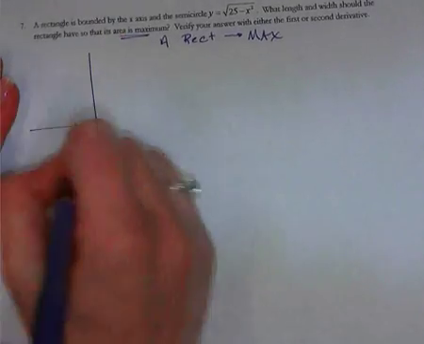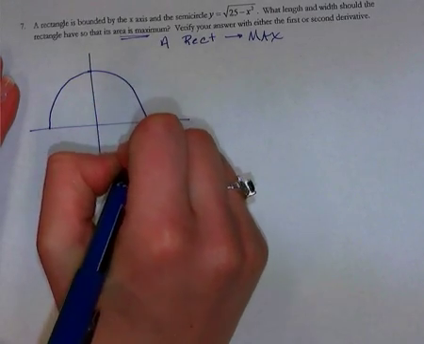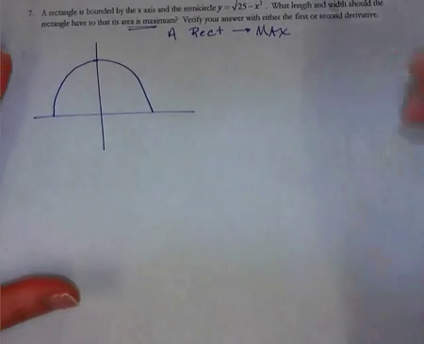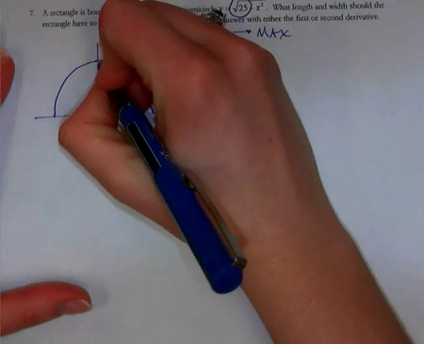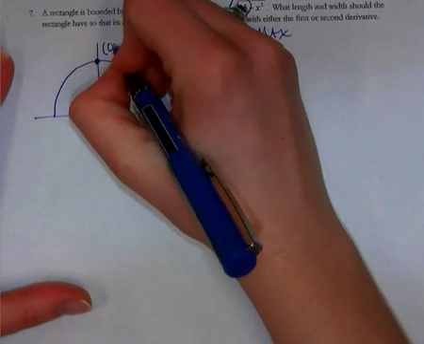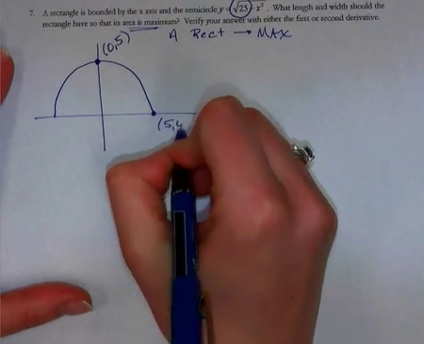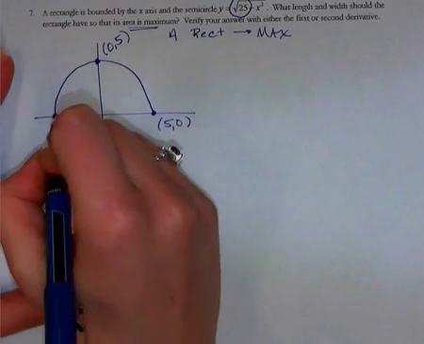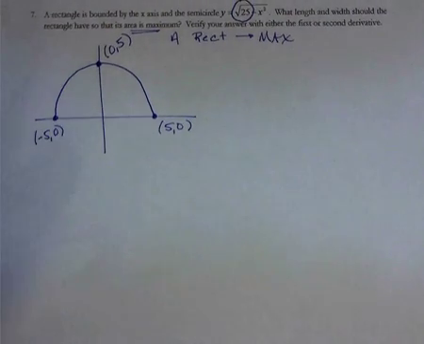I'm going to sketch my semicircle. Okay. Now, based on this, if you can look at this, I hope we can figure out that the radius is 5. Therefore, this is the coordinate (0, 5). This is the coordinate (5, 0). And this is the coordinate (-5, 0). So hopefully that makes sense.